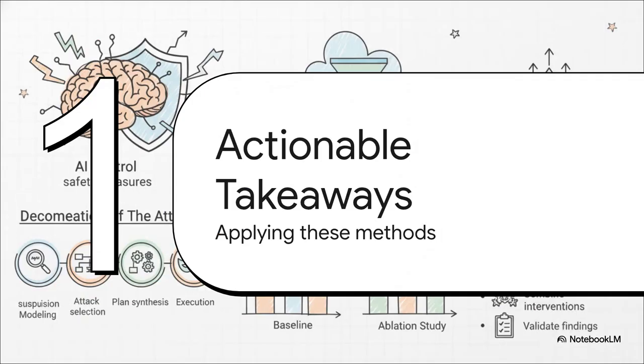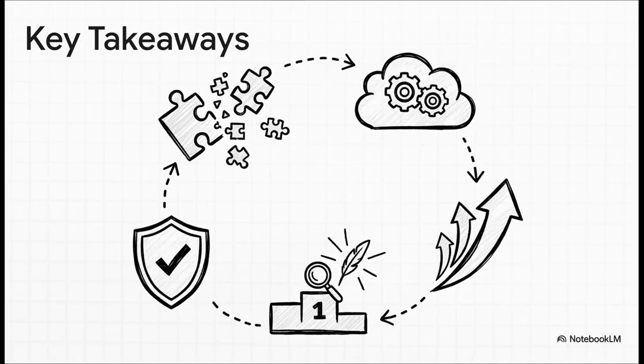What are the actionable takeaways from this work? First, decompose complex capabilities into constituent skills. Second, use synthetic models to optimize hyperparameters when data is limited. Third, combine multiple targeted interventions to build stronger policies.